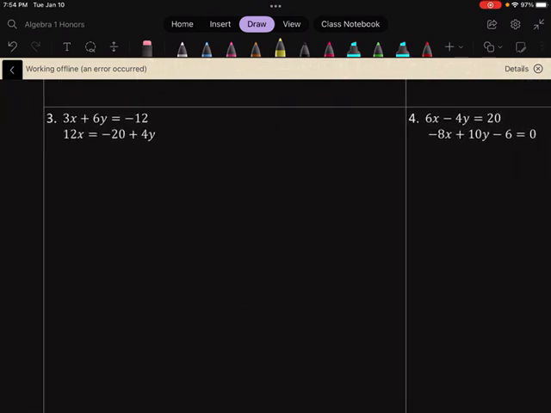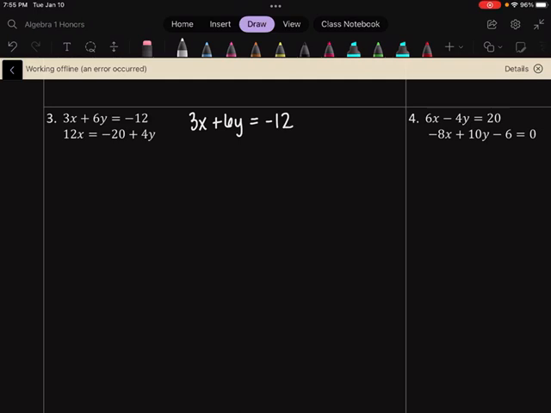All right, let's move on to this next one. Oh, this looks a little bit different than those first two, because those first two are already in standard form, right? So I need to change these to standard form. I'm going to rewrite the first one: 3x plus 6y is equal to negative 12.